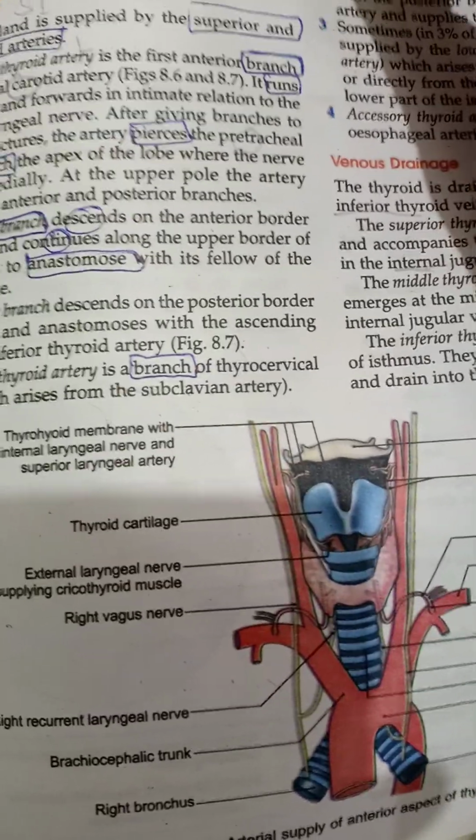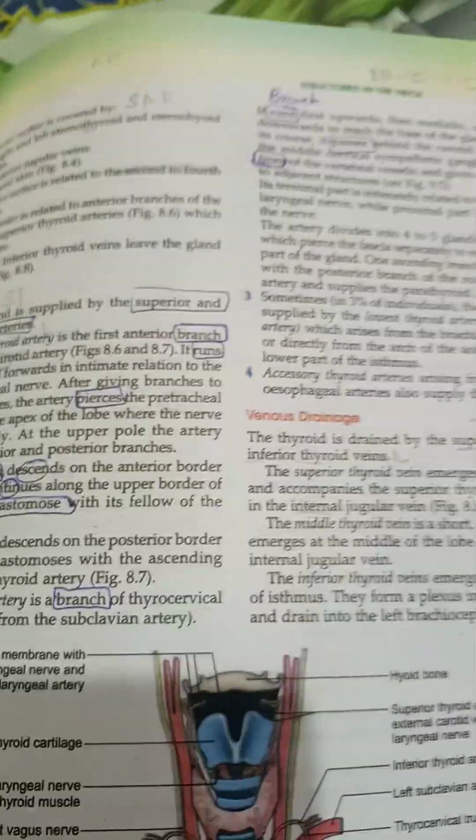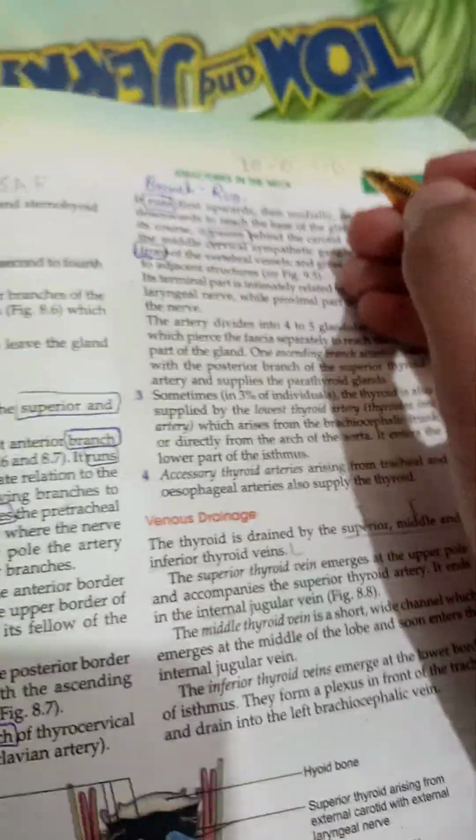So we are studying the inferior thyroid artery. What is the inferior thyroid artery a branch of? It is a branch of the thyrocervical trunk. How does it run? It runs upwards and then medially and then downwards.